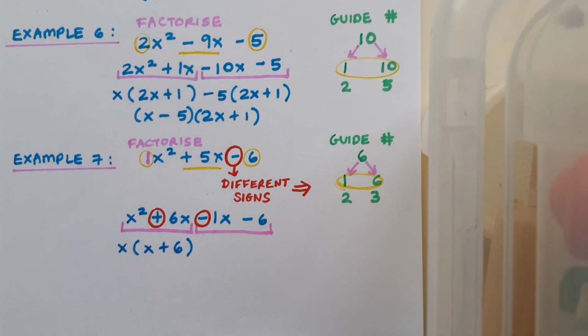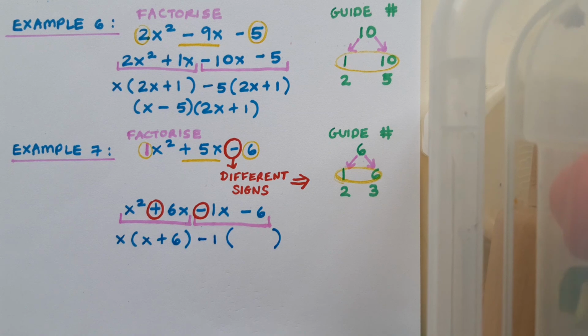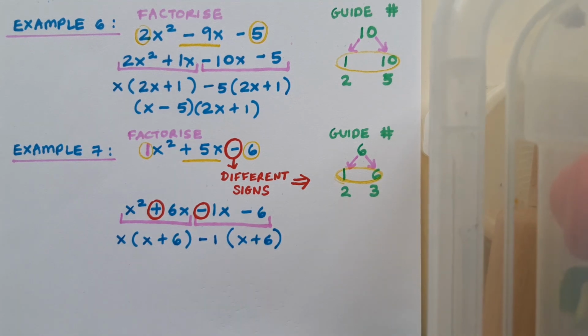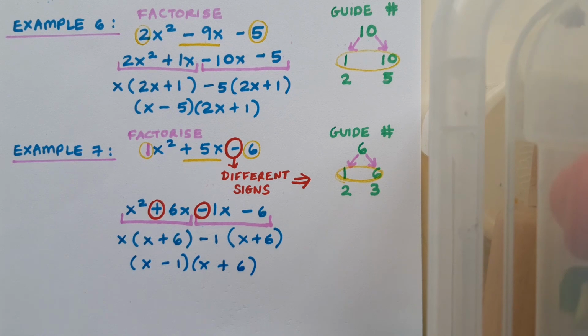Now I'll factorise the terms at the end. So minus 1x minus 6. So what could I factorise out of both of these? Remembering that I want to get x plus 6 in my bracket at the end. Well, I can factorise minus 1 out of both of these. And my final line then should be x minus 1 by x plus 6.